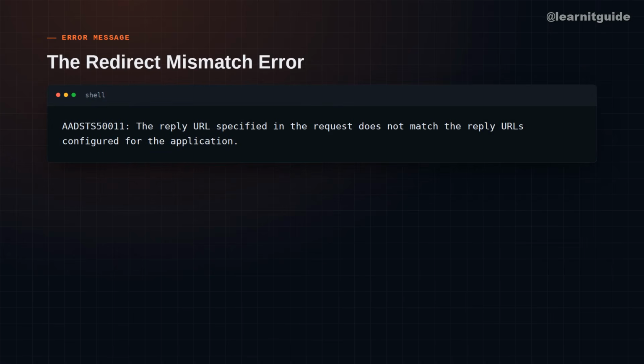This is the exact error you will see in the Microsoft login page. It happens because the redirect URI sent by the ALB does not match the one you typed in the app registration portal. Go back to the app registration, copy the exact URL from the browser address bar, and update the Entra portal to match it character for character.